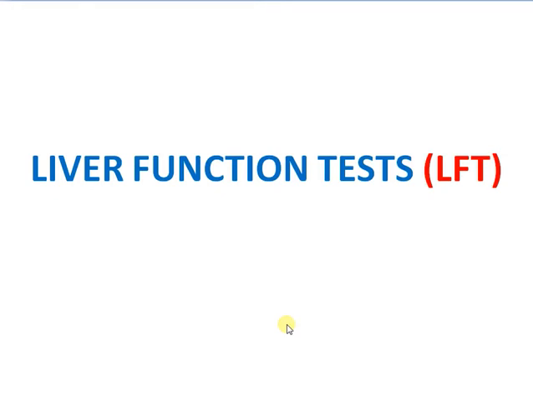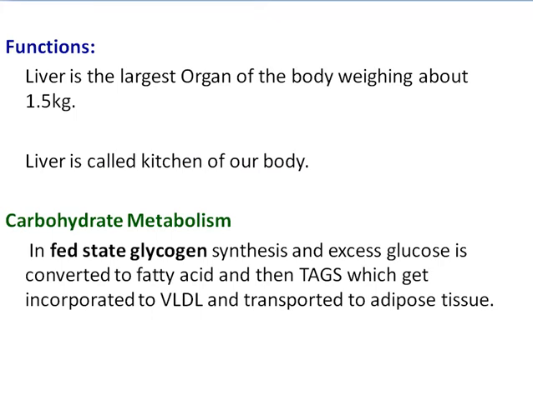Today we are discussing liver function tests. The liver is the largest organ in our body, weighing about 1.5 kg. The liver is also called the kitchen of our body. Carbohydrate metabolism: in the fed state, glycogen synthesis occurs, and excess glucose is converted to fatty acids and then triacylglycerols, which get incorporated into VLDL and transported to the adipose tissues.